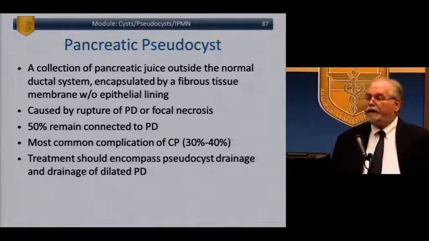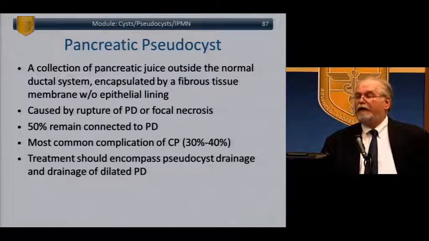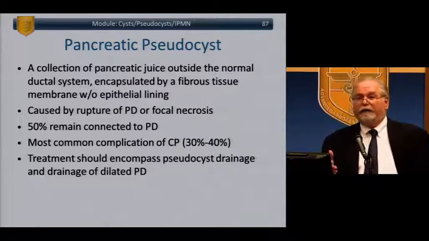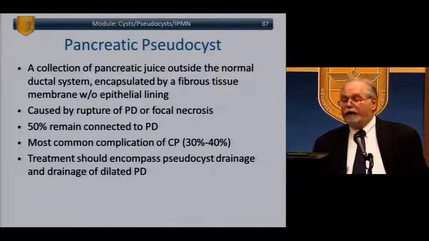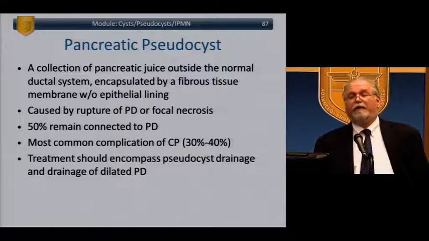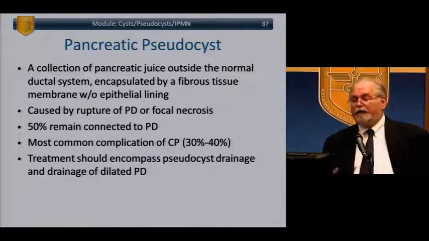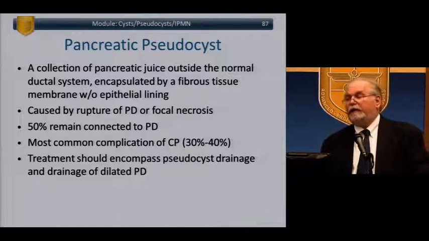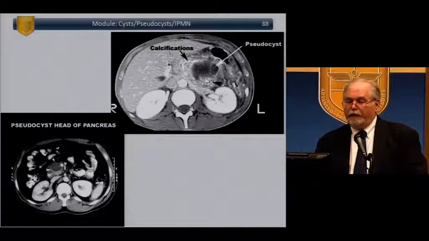Pseudocysts. They're a collection of pancreatic juice outside the normal ductal system, encapsulated by a fibrous membrane without an epithelial lining. So the difference between a pseudocyst and a cyst is the epithelial lining. A pseudocyst lacks an epithelial lining. It's caused by rupture of the pancreatic duct or necrosis. Half of them remain connected to the pancreatic duct, which is important in determining treatment. It's the most common complication of chronic pancreatitis, and the treatment should include pseudocyst drainage and drainage of a dilated pancreatic duct if one's available. So here you see your pseudocyst.